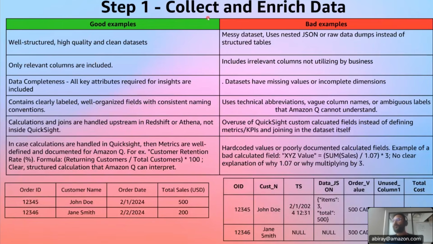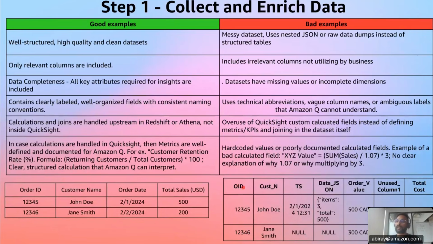Step one is all about cleaning the data. I won't go too much into detail on this, but just some very high-level good practices. If we see here, the column name is OID. As a human, I can't understand what OID is, right? So how do we expect an AI to understand it? We need to make sure column names are as descriptive as they can be.